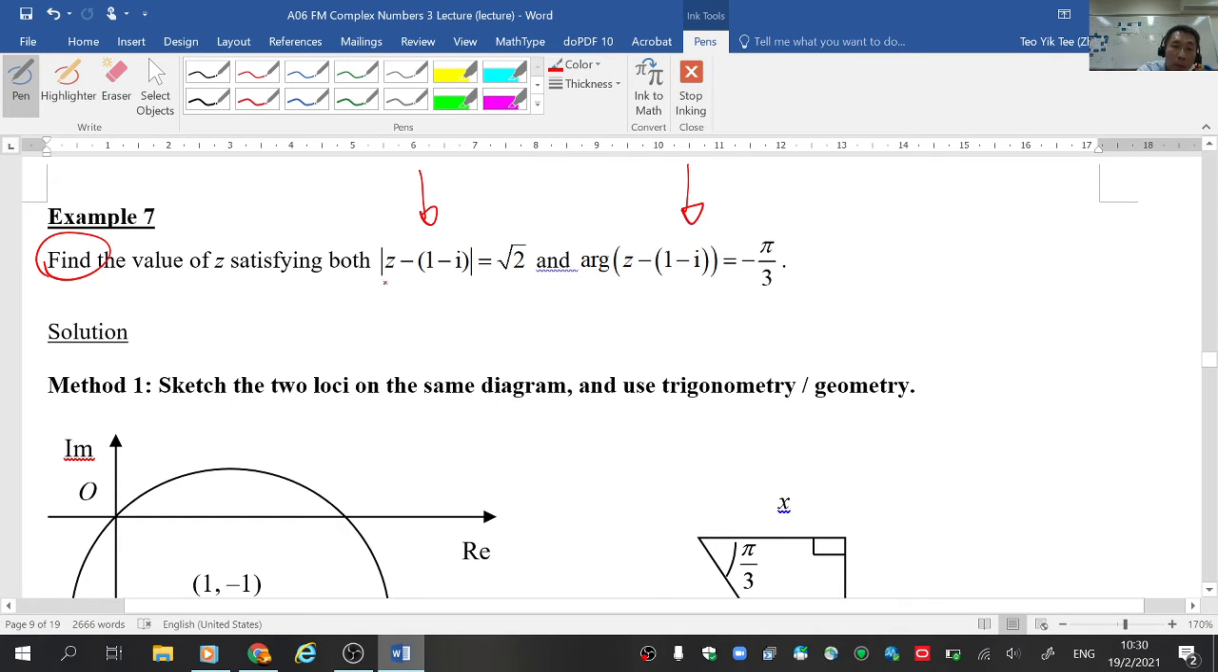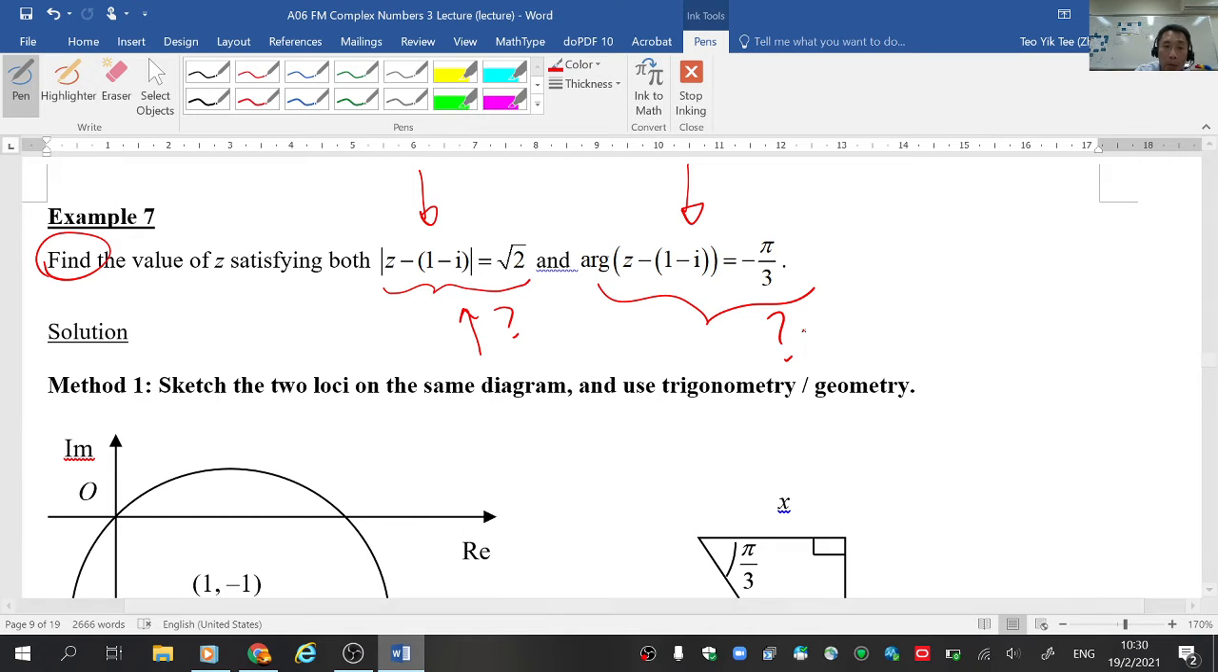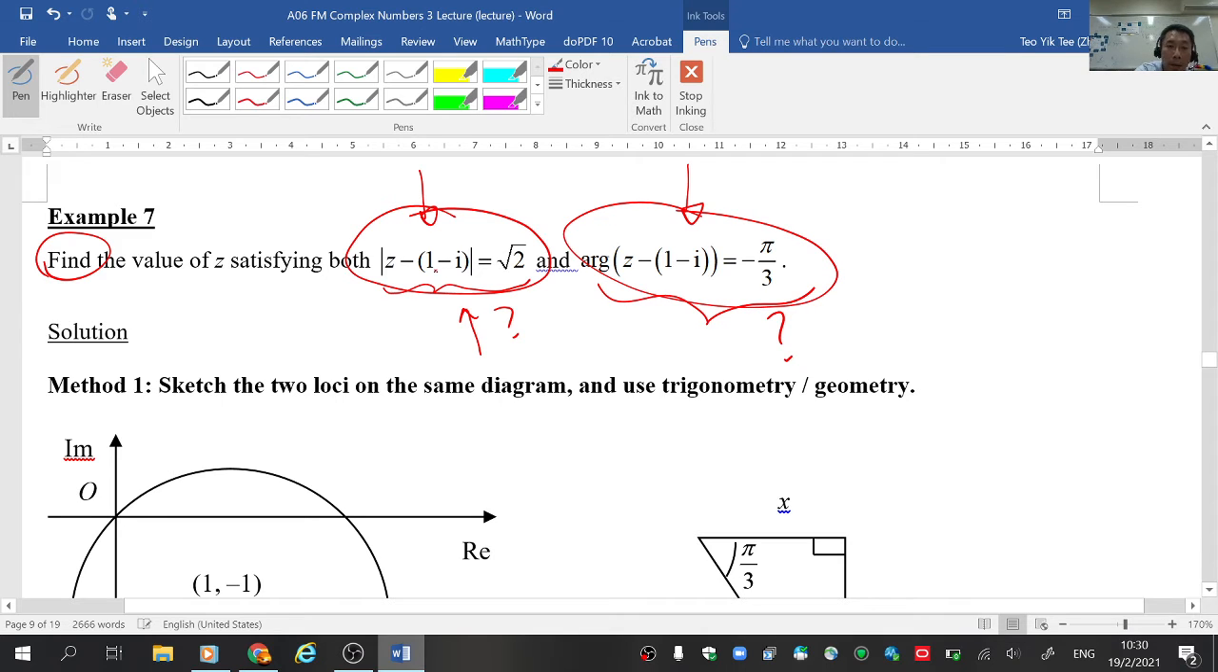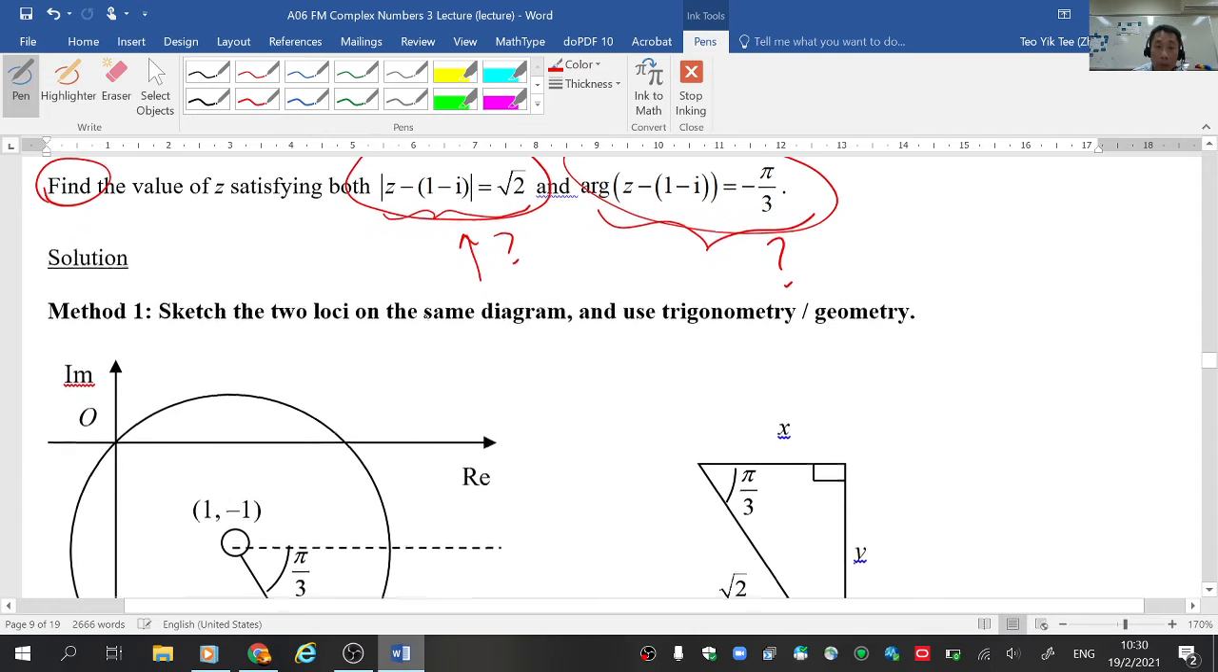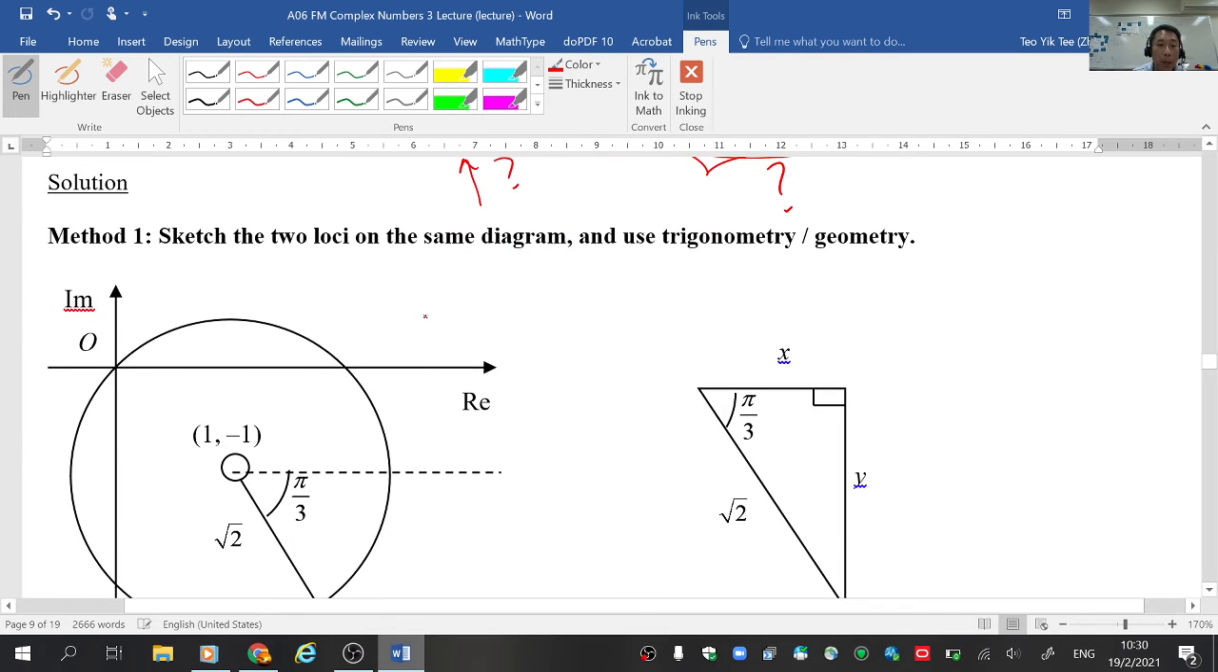So the first thing you must always do is be able to recognize what this locus is and what this locus is. Your ability to master the standard form is very important. You should recognize that this is actually a circle, and this is actually a half line. If this is a circle, where is the center? Where is the radius? Of course the center is 1 minus i, radius is square root 2. So you can actually draw a circle.